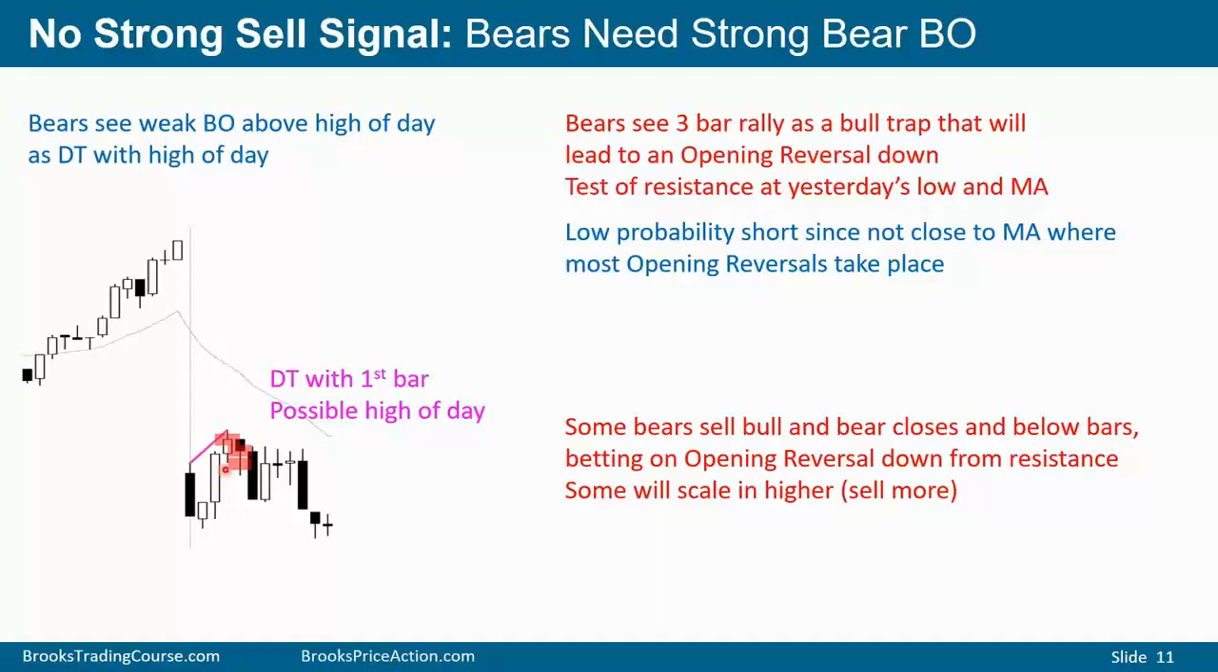The bears who sell either below here for a low 2, low 1, low 2, double top, or here, double top here, know that we have 3 consecutive bull bars, and we're not at important resistance, the moving average. This is a lower probability short. They'll sell, hoping that it's an opening reversal down from resistance, the moving average, but they know the probability is low.